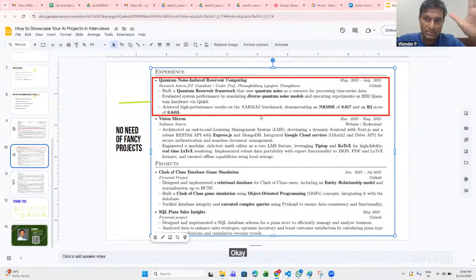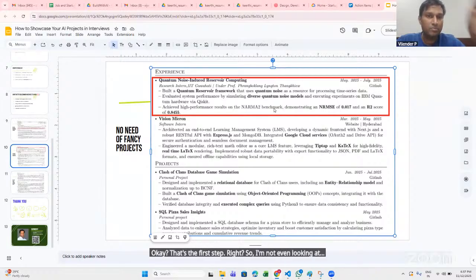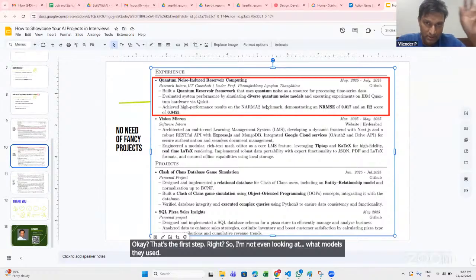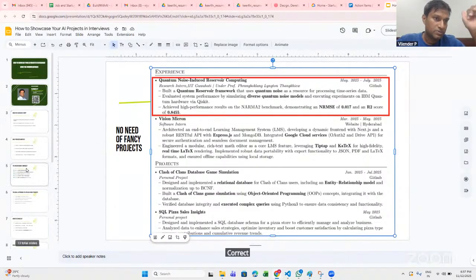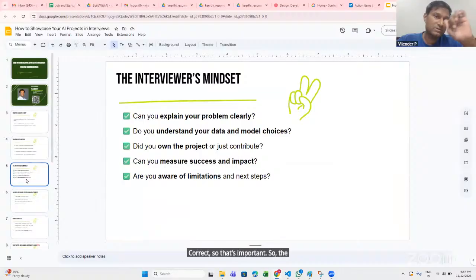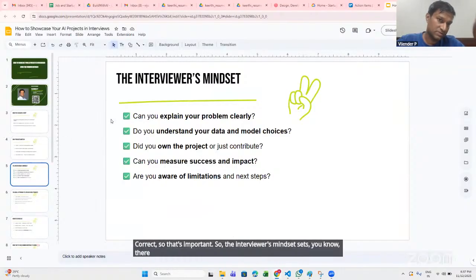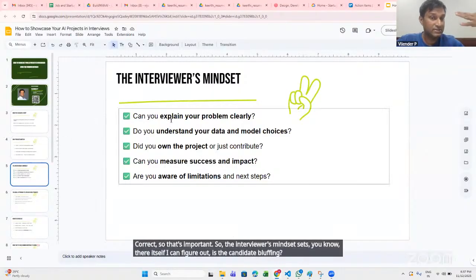That's the first step, right? I'm not even looking at what models you used. The first and foremost thing is, can you explain your problem clearly? That's important. From the interviewer's mindset, right there I can figure out whether the candidate is bluffing or has actually done the work.